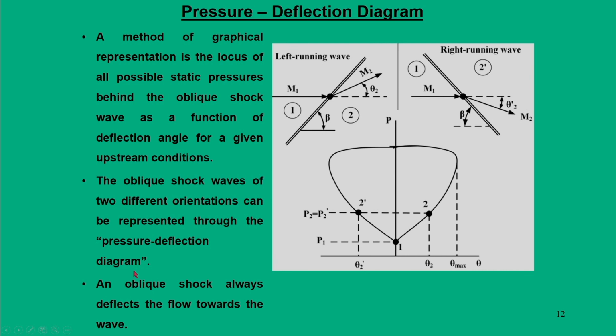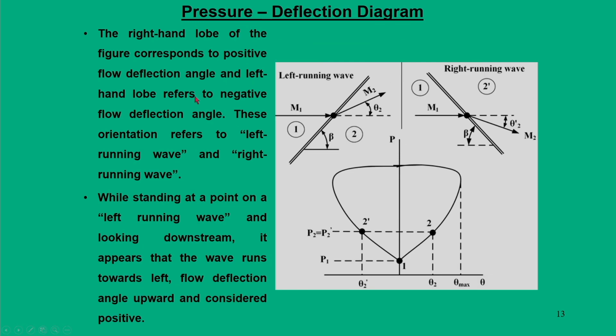One of the important things to remember is that the oblique shock deflects the flow towards the wave, and this is possible for a left running oblique shock, and also for a right running oblique shock. Now, when you say it is a left running wave, it means that when you stand at a point on a left running wave and look downstream, the wave appears to run towards the left, and the flow deflection angle is upward and is considered positive. So, when the flow is turned in the upward direction, theta 2 in this case is positive.